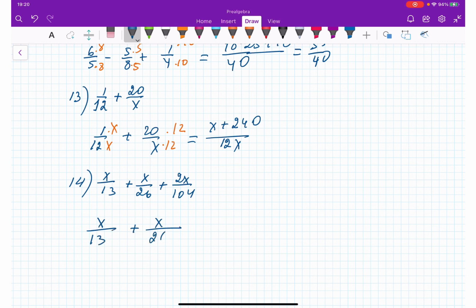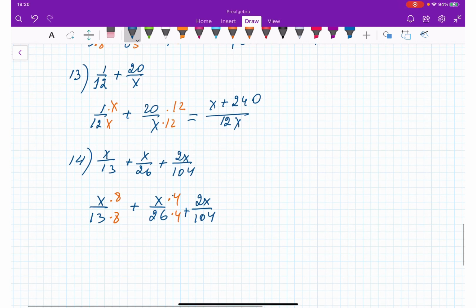Well, I'm doing this quickly because I know that it is divisible, but again, I recommend, well, I placed it, I think, in a previous video, but I will do it again. Common denominator, how to find, easy way, okay? So 2x over 104. For 13, it's going to be 8 times, right? For 26, it's going to be 4 times. And this one, I don't have to touch anything because we have 104.